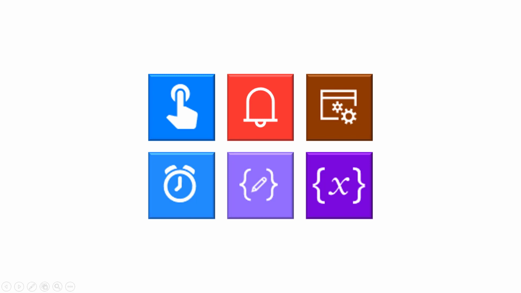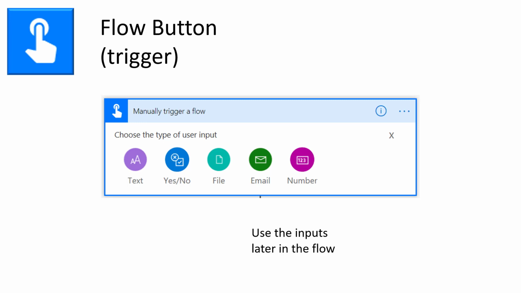So the first one is flow buttons. This is a trigger that you can use to start a flow without having a trigger action actually happening. You're manually triggering the flow, and you can include inputs in this trigger. You can just trigger it by itself, but you can also have text, Boolean, file, email, and number inputs that the user can add when they trigger the flow. And then, of course, those inputs can be used later in the flow.